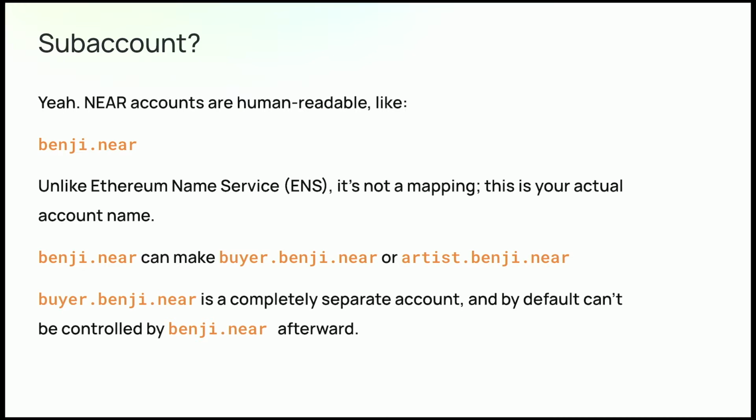So you could have buyer.benji.fair.near, for example. And these sub-accounts are completely separate accounts. And so the root account, benji.near, does not have any specific access. It's a completely separate account. It might as well be bob.near, for example. It's just a cool way to organize your accounts and to have some cool organization to your projects, which is pretty neat. And so let's mint.